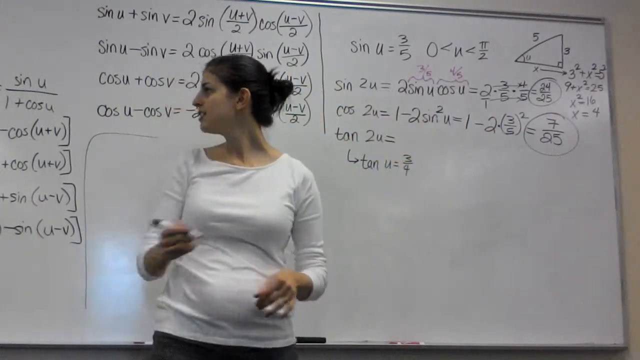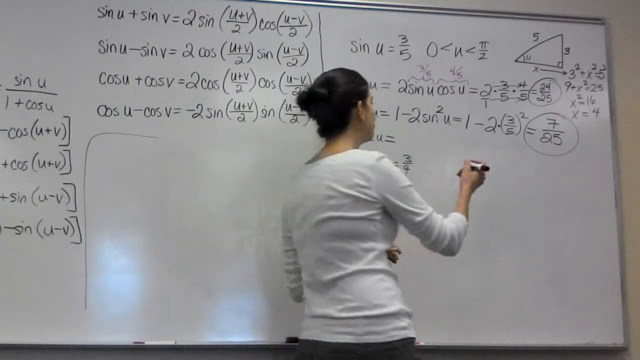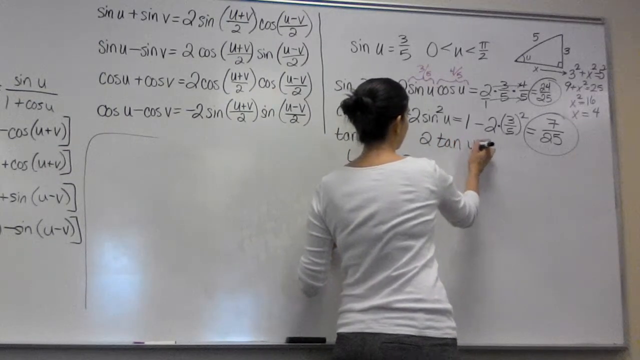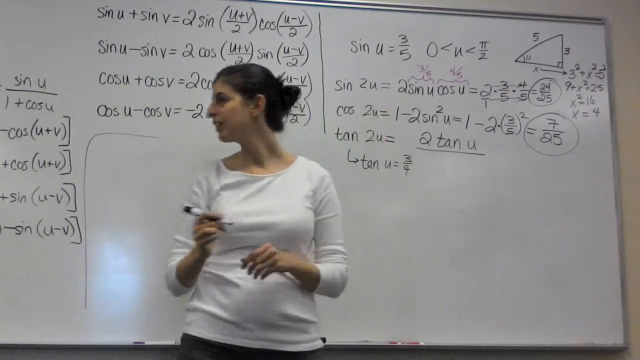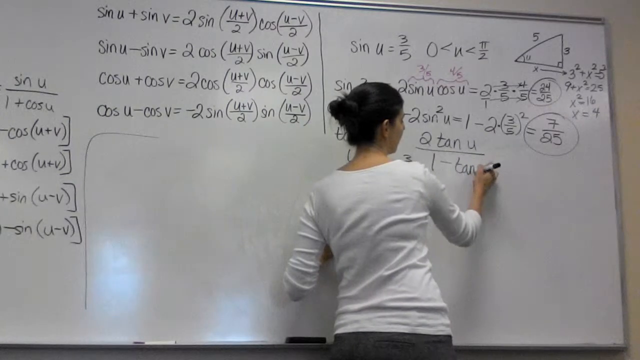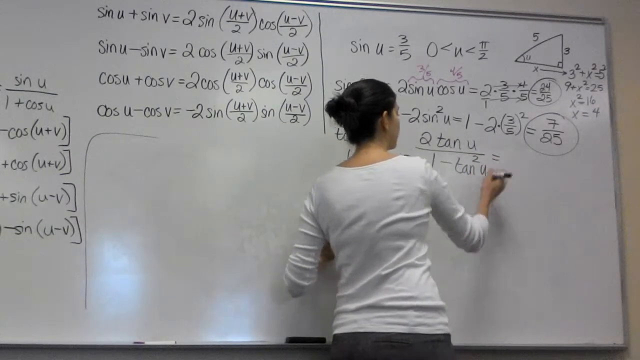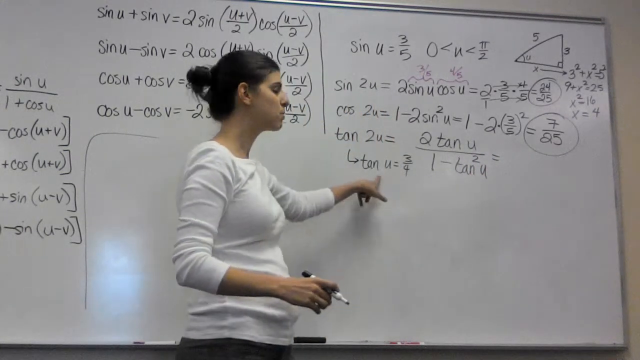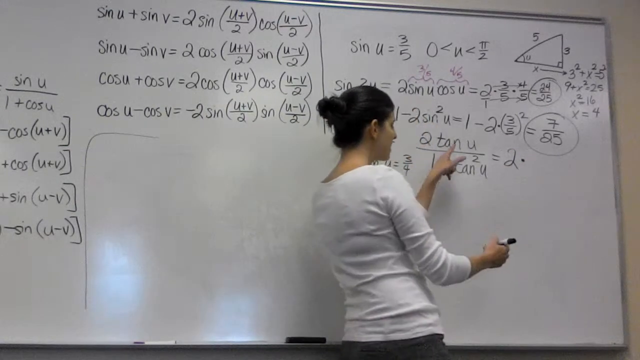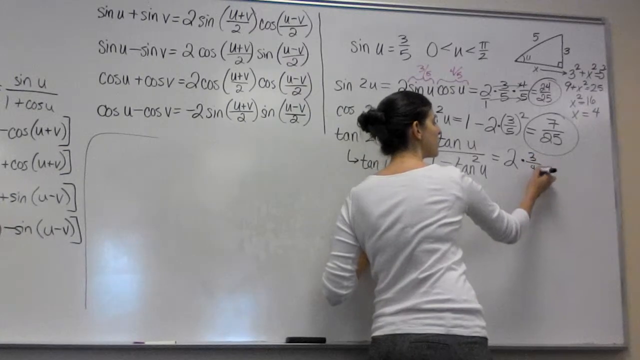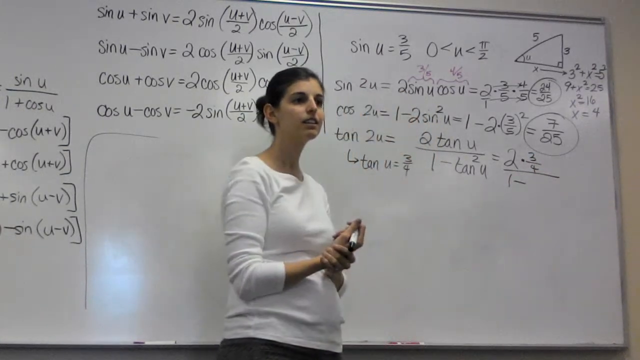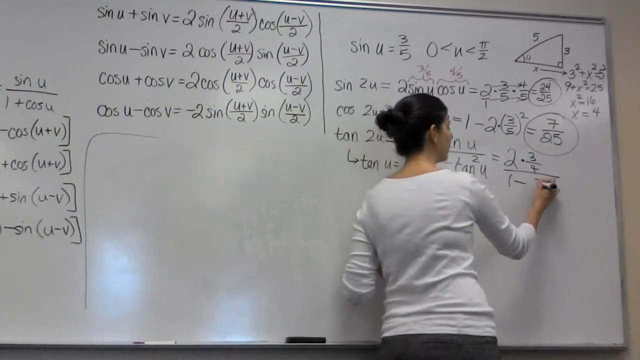Okay, so the tangent of 2u is 2 tangent u over 1 minus tangent squared u. So we need the tangent value, which we have now. So this is going to equal 2 times tangent of u, which is 3/4, divided by 1 minus 3/4 squared.